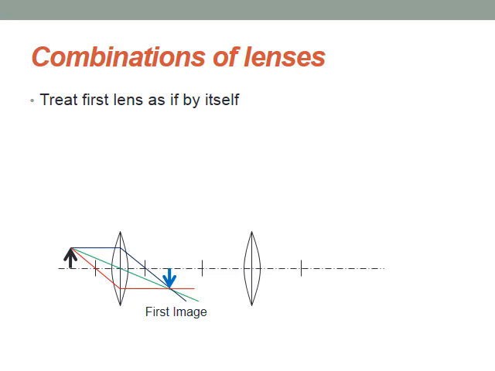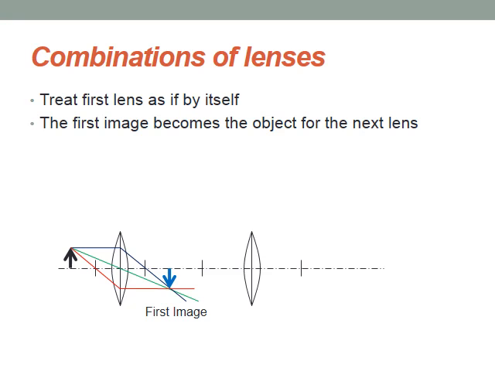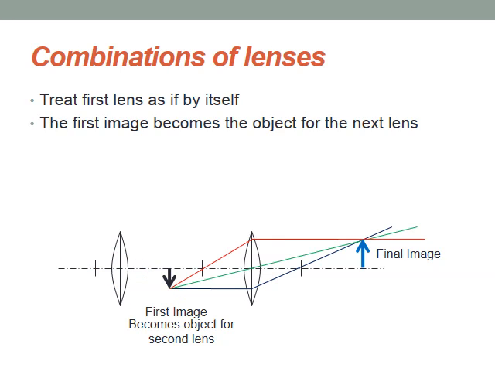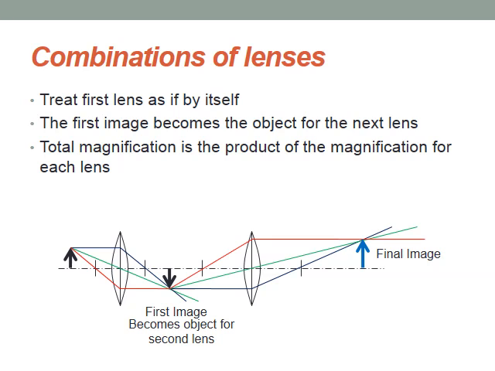Great. Now you take that first image, and that first image becomes the new object for the next lens. You just pretend like that first lens wasn't there and draw a new ray diagram where the first image is the object. Then you put it all together and you get the whole ray diagram. It just creates a first image and a final image.